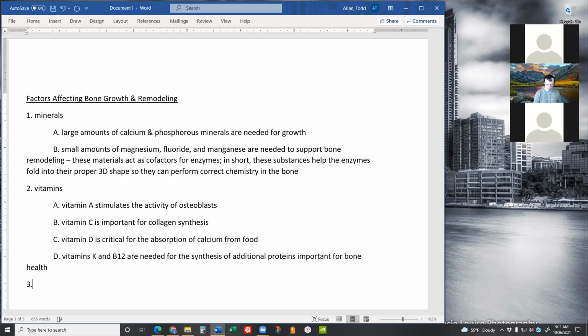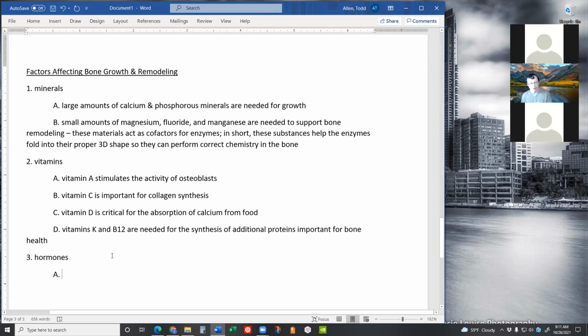Okay. Number 3, so minerals are important, vitamins are important. Let's talk a little bit about hormones. We haven't talked much about hormones in this course. You'll get more of that in A&P 2. But of course, you're aware of hormones. You're all aware of the hormone insulin. I've used insulin as an example in earlier conversations with you.